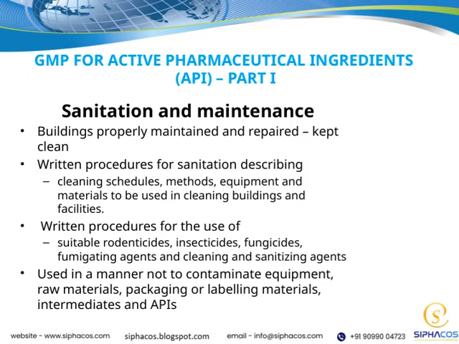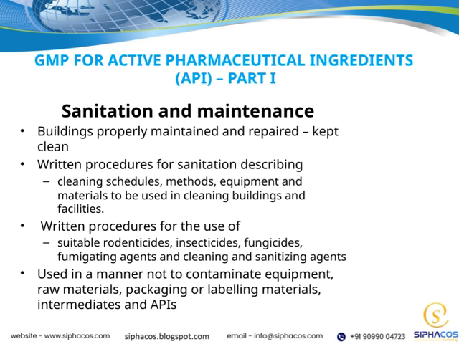Now, let's talk about sanitation and maintenance. It's essential that our buildings are properly maintained and repaired, and that they are kept clean at all times. This isn't just about appearance. It's about ensuring a safe and compliant environment for manufacturing our active pharmaceutical ingredients. We also need to have written procedures for sanitation. These should clearly describe the cleaning schedules, methods, and the types of equipment and materials used for cleaning the buildings and facilities. Having these procedures documented helps ensure consistency and thoroughness in our cleaning processes.